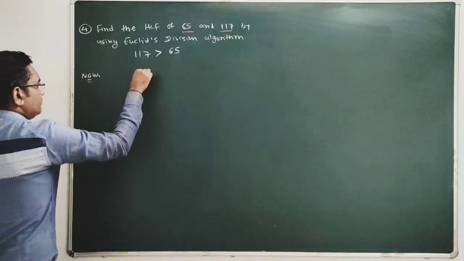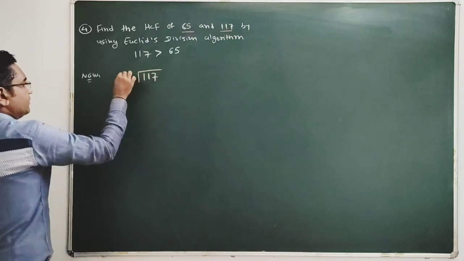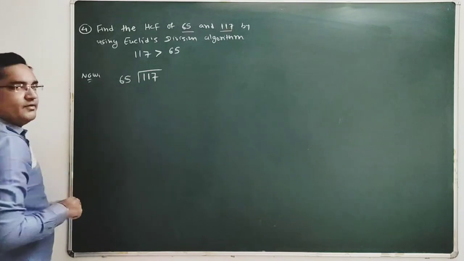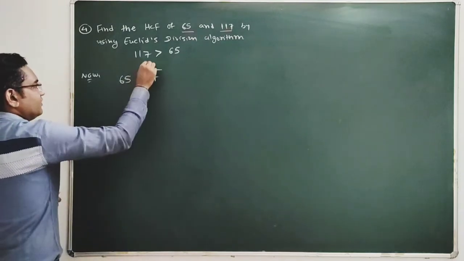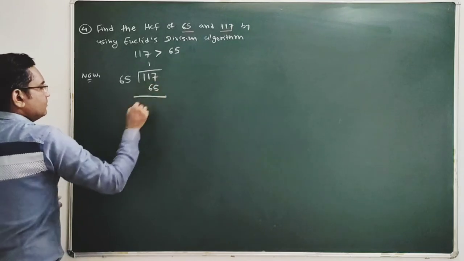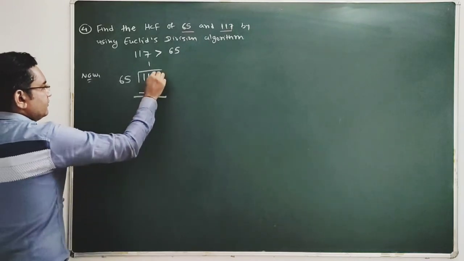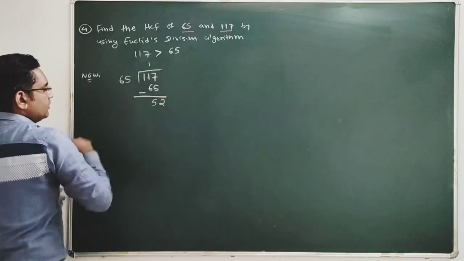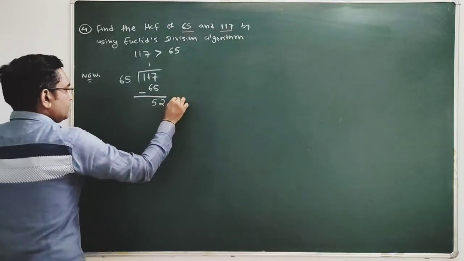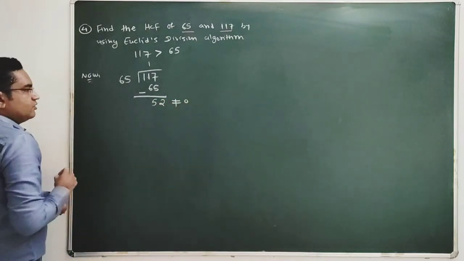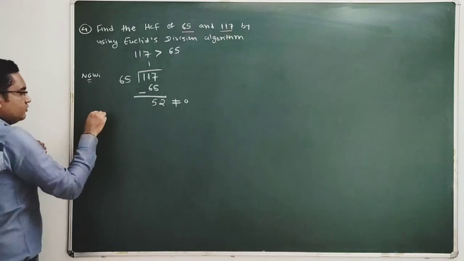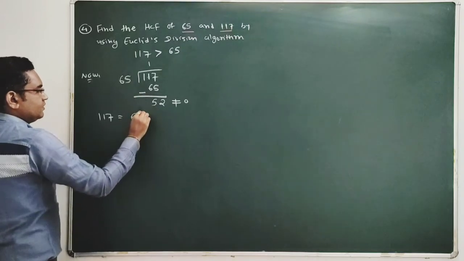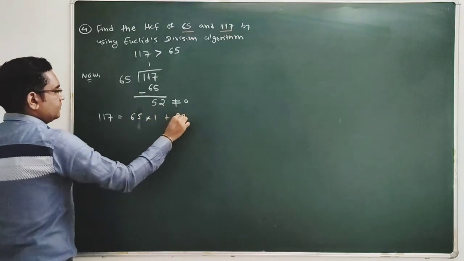For that we have to perform long division. So divide 117 by 65. 117 is the dividend and 65 is the divisor. Done. So 65 ones are 65. Perform subtraction: 7 minus 5 is 2, 11 minus 6 is 5. So it's 52. Now 52 is the remainder, which is not equal to 0. So when the remainder is not equal to 0, what do we have to do? We can say 117 is 65 multiplied by 1 plus 52.